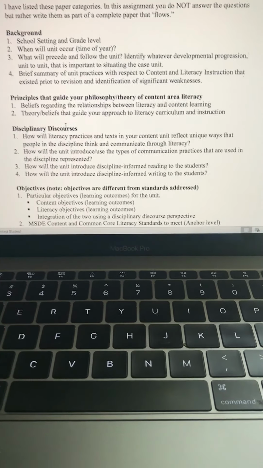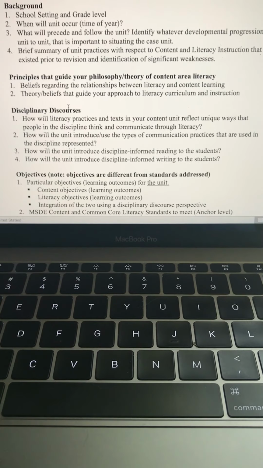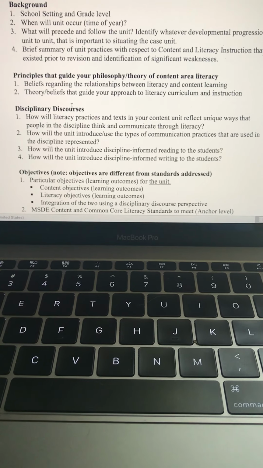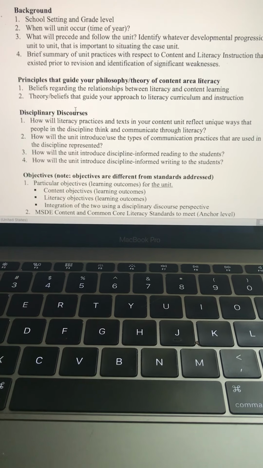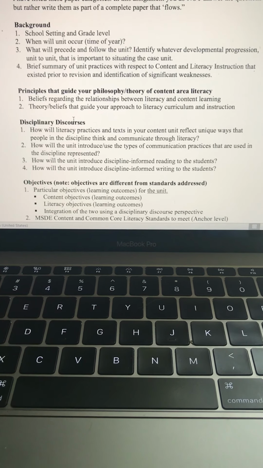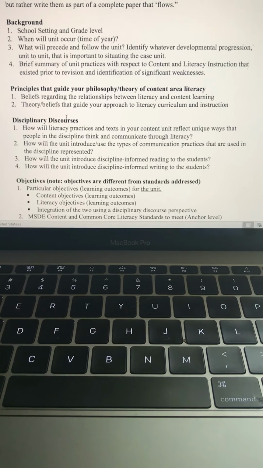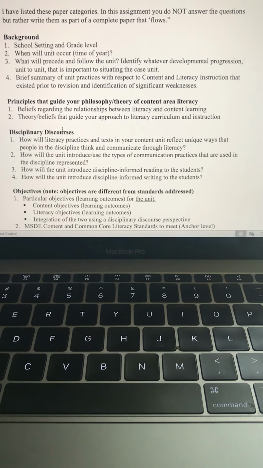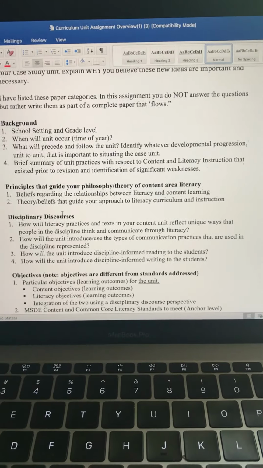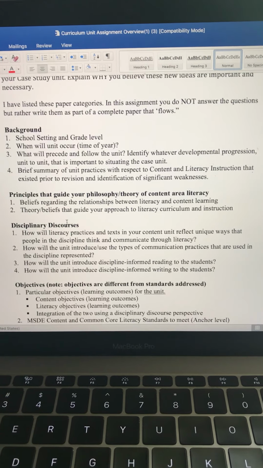Your disciplinary discourse section. How will literacy practices and texts in your content unit reflect unique ways that people in the discipline think and communicate through literacy? How will the unit introduce the types of communication practices that are used in the discipline presented? How will the unit introduce discipline-informed reading and writing to students?